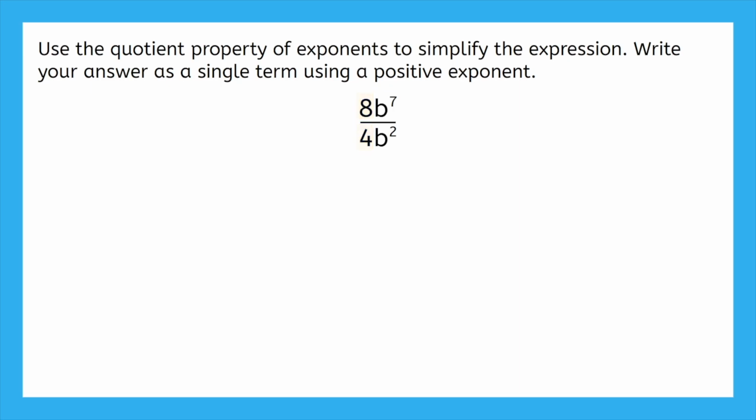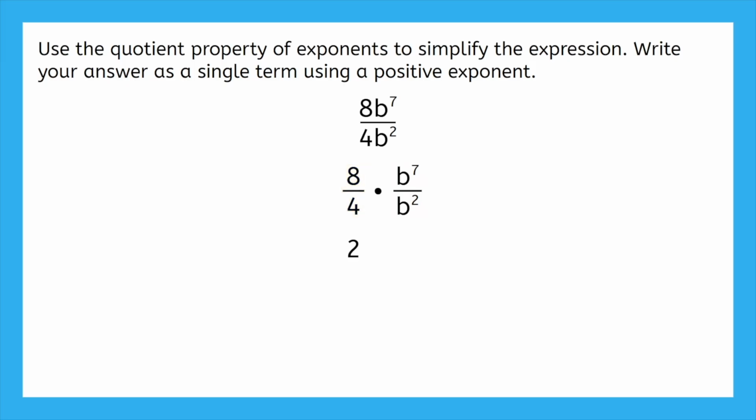Since 8 and 4 are coefficients that are multiplied by the variables, we can separate the problem into two parts. A fraction with the coefficients, 8 over 4, multiplied by a fraction with the variables and exponents, b to the 7th over b squared. Let's start with the coefficients. How can we simplify 8 over 4? By dividing. 8 divided by 4 is 2.